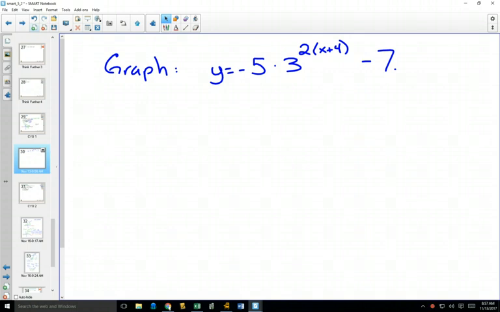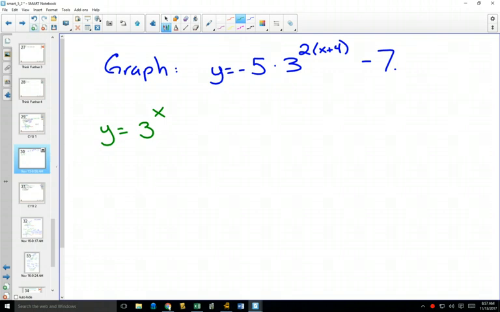If we look at this, we need a parent graph which is something to the power x. What do you think the base is going to be of our parent graph? What's the base in this graph? It's just a 3. So you're going to have to be able to look at this graph with all those transformations and pull out that our parent graph is y equals 3^x.